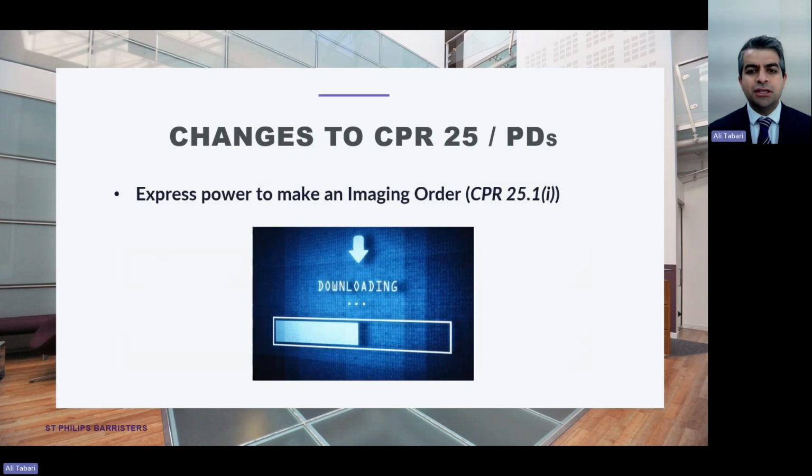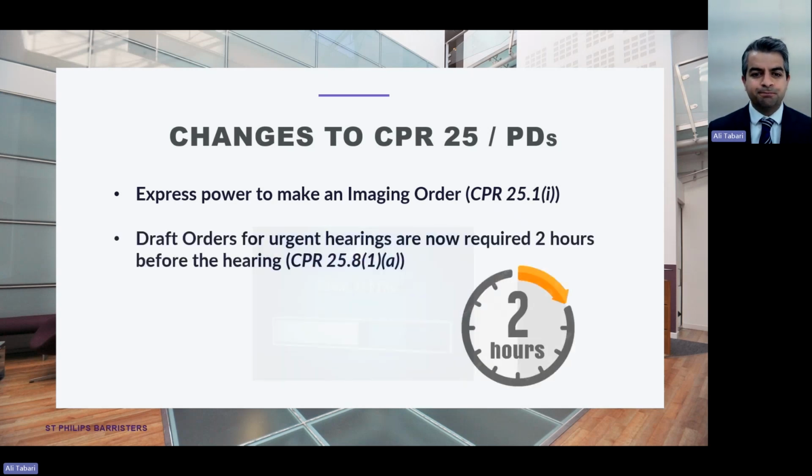So a few changes substantively to CPR 25 are worth flagging up at this stage. For those of you who've ever dealt with an imaging order, there is now the express power within the rules to make that imaging order under Part 25.1(1)(i). In some ways, it's more a change of form than substance, because the power to make an imaging order was in the court's inherent discretion already, but now it's coming up to the modern age and it's had an express provision inserted.